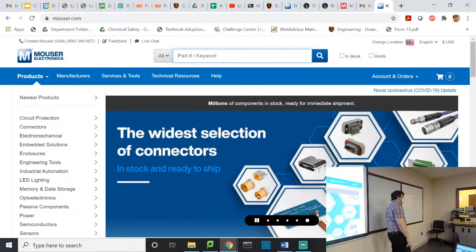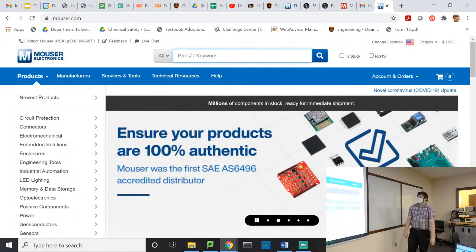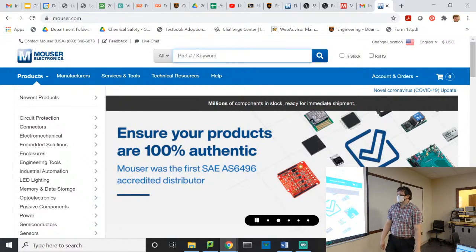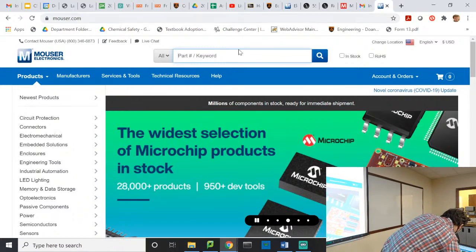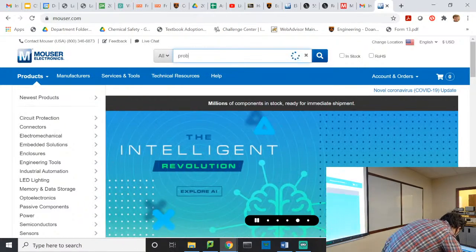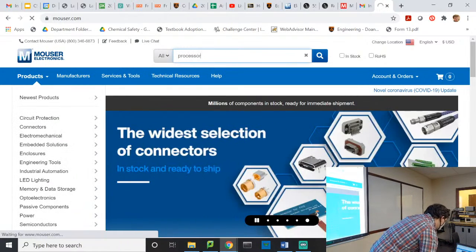The hobbyist who likes building little electronic devices in their spare time will probably be subscribed to Mouser, just because there are so many things that are available here. But for your case, if we just look up processor in the handy dandy search bar.